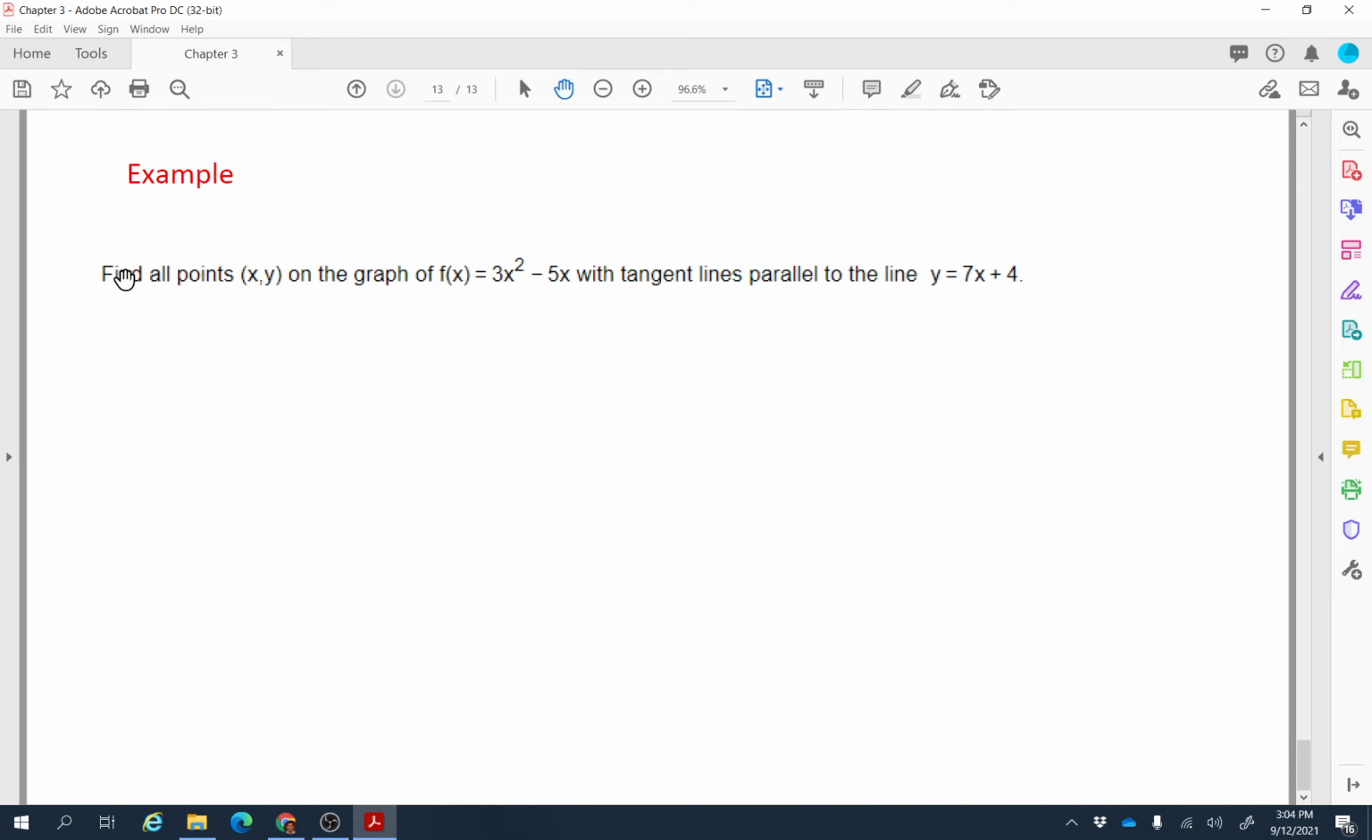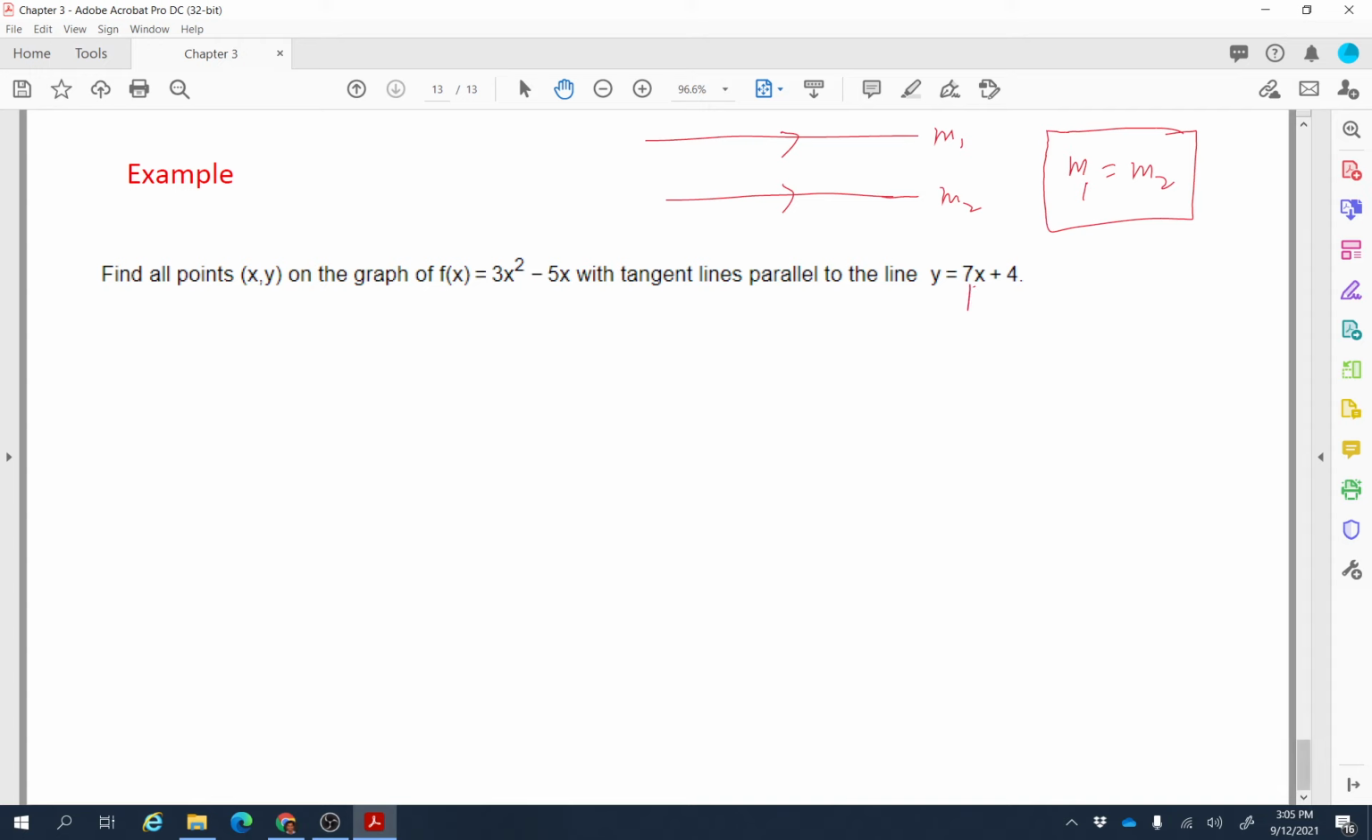Find all the points x, y on the graph of the function with tangent lines parallel to this line. So two lines are parallel. Any two lines are parallel if their slopes are the same. So let's say the slope of the first line is m1, slope of the second line m2, and if they are the same, that means those lines are parallel. So in this case, we want to find the value of x, y such that the tangent line on this curve is parallel to this line.